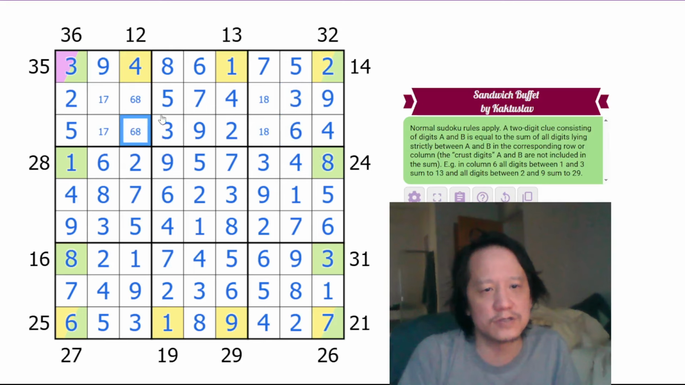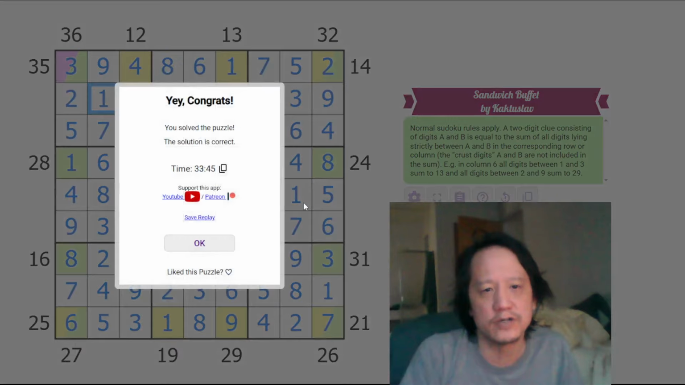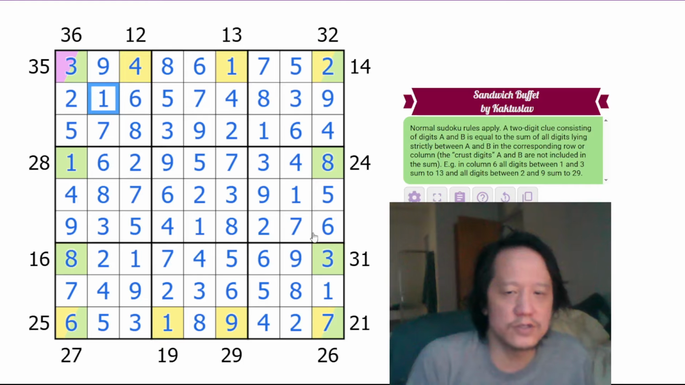6 eliminates 6 here, so it's 8 and 6. 8 eliminates 8 here, so it's 1 and 8. 1 eliminates 1 here, so it's 7, and that's a 1. And that's a solution.